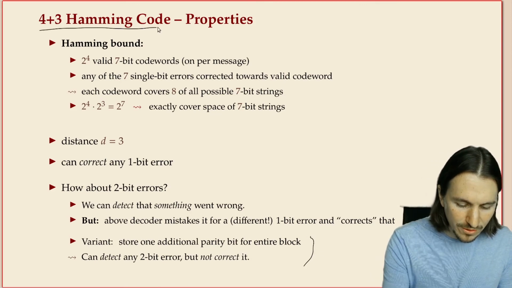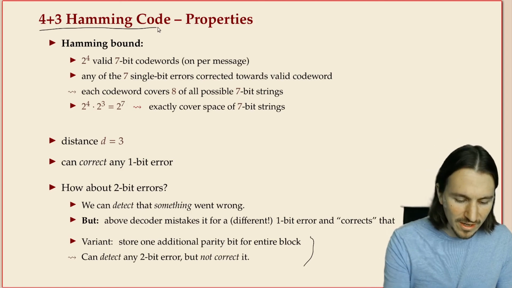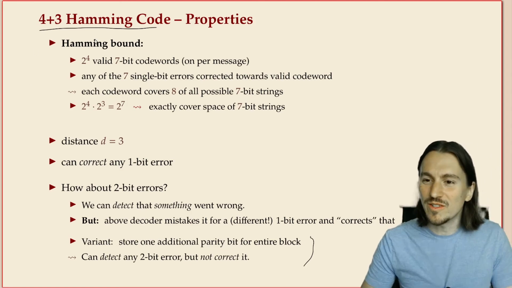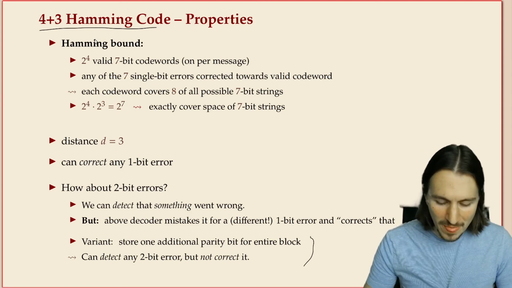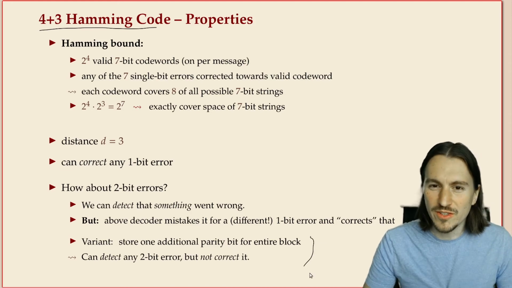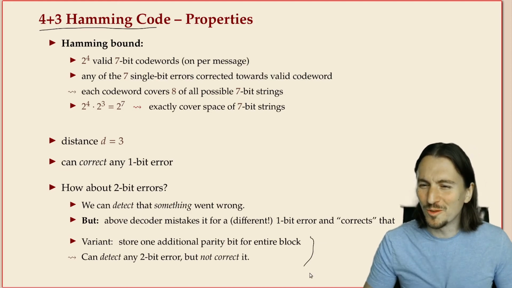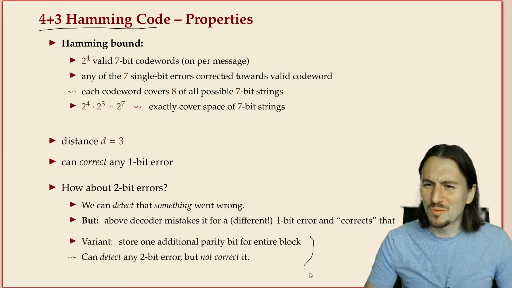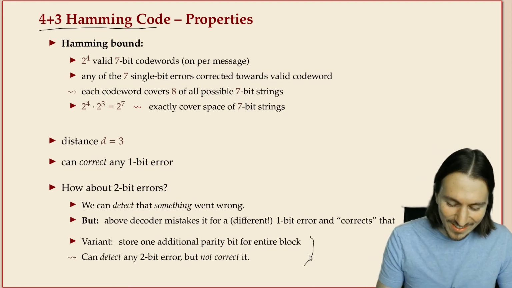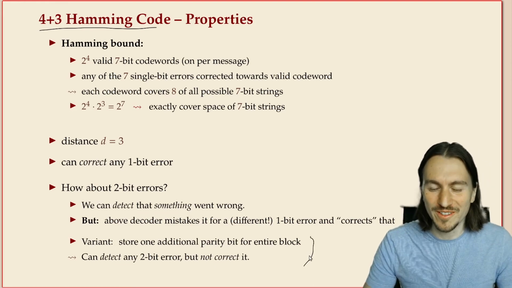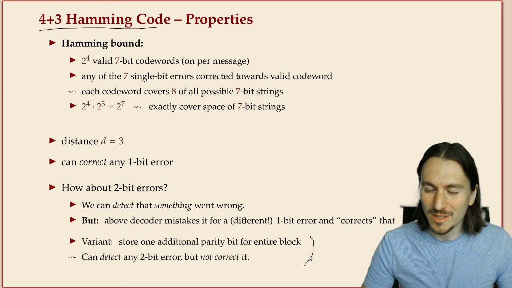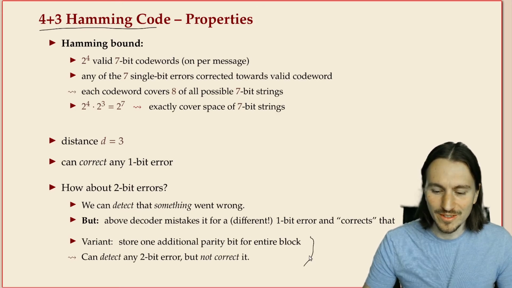Our 4+3 Hamming code will be the variant that we discussed in detail, encoding and decoding. And this addition might be called 4+4 or 4+3+1, I don't know. This is only for your interest, but it will not play a further role in this class.